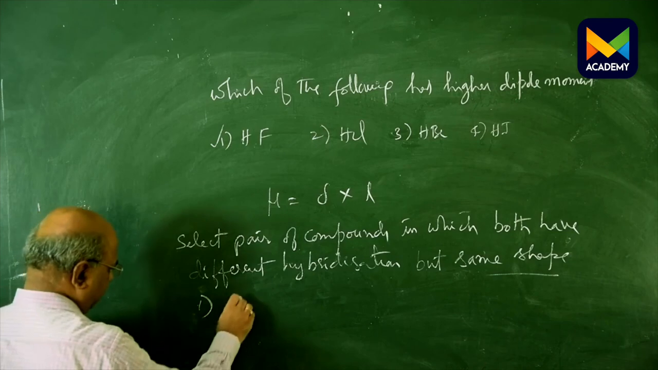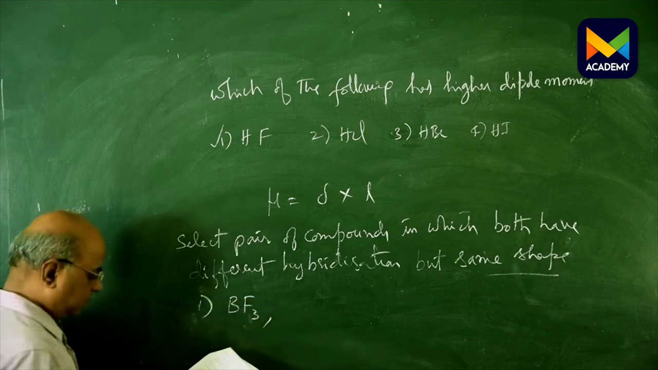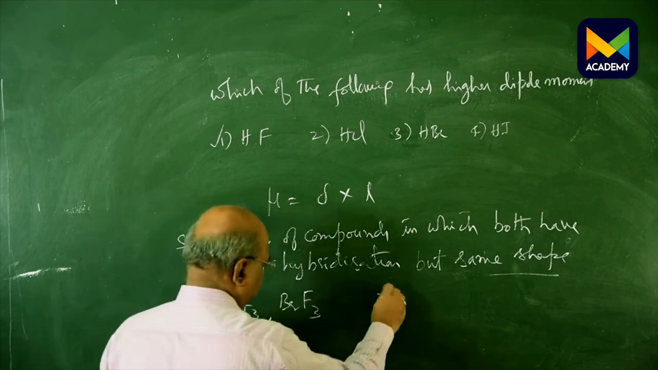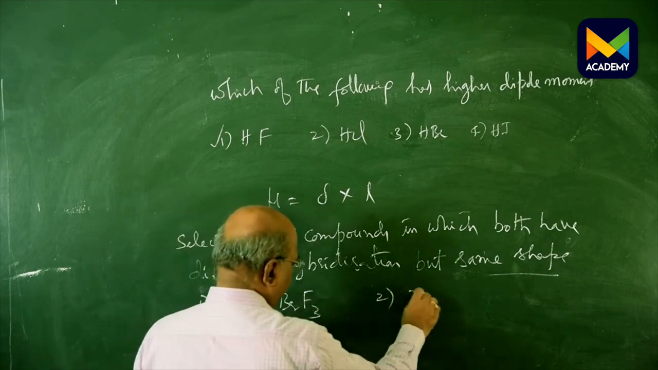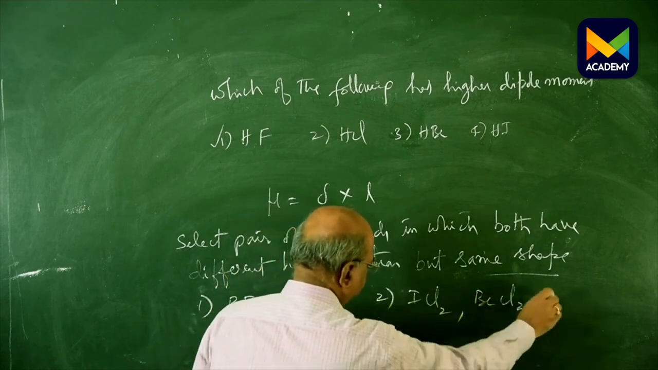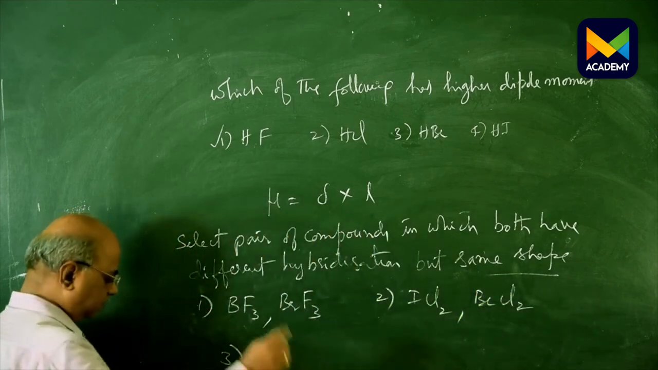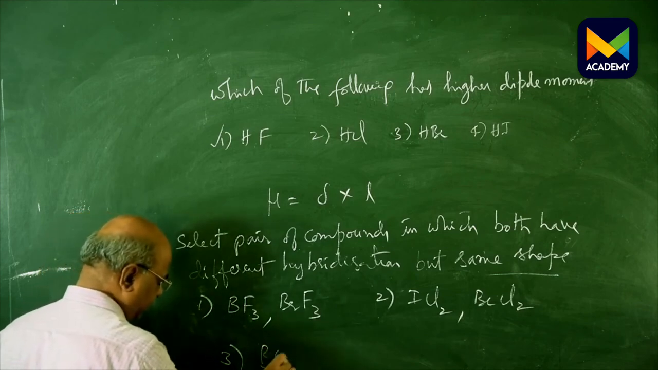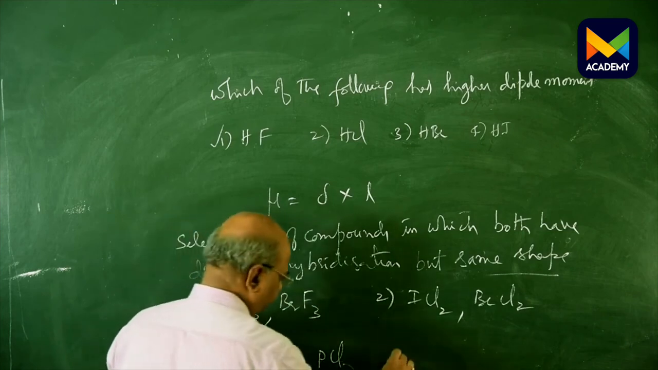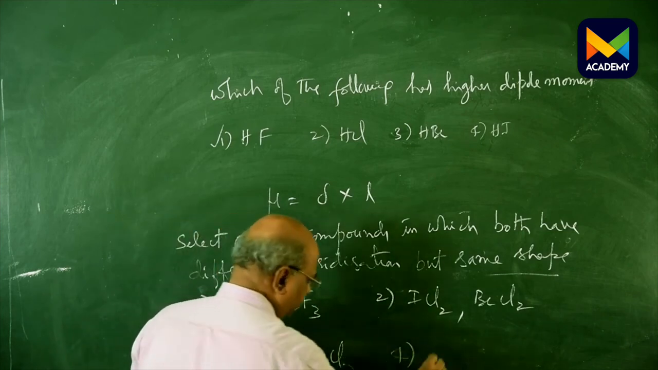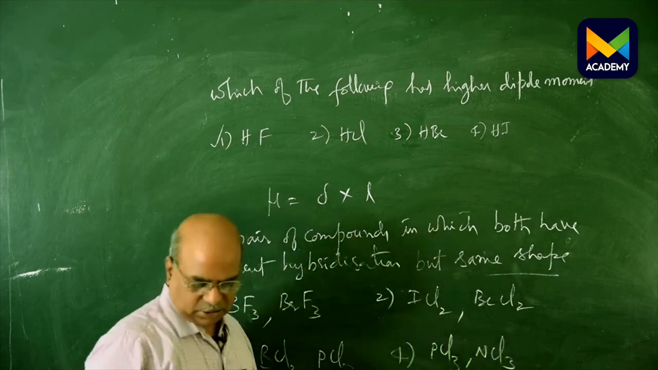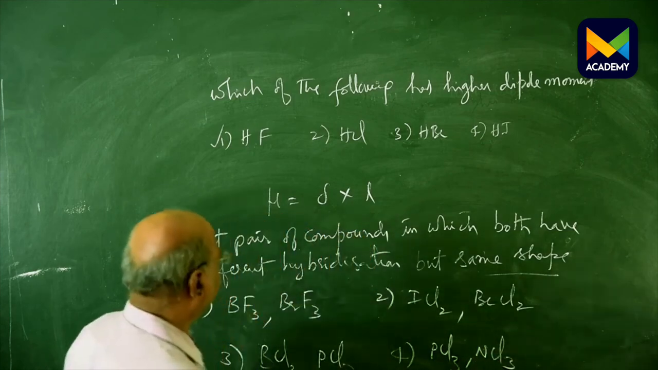First one, BF3, BrF3. Second one, ICl2, BeCl2. Third one, BCl3, PCl3. Fourth option, PCl3, NCl3. So these are the pairs of molecules given here.